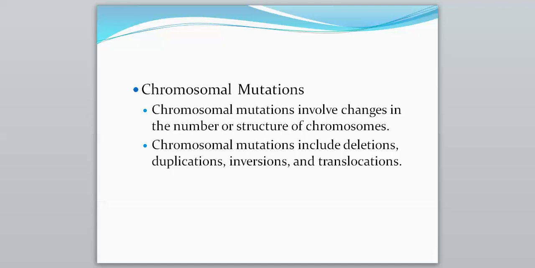And remember, we said chromosomal mutations are going to involve changes in the number or structure of chromosomes. So that's pretty simple. Chromosomal mutations are going to alter our chromosomes. And there's going to be 4 types of chromosomal mutations. We have deletions, duplications, inversions, and translocations. So we'll just jump right in and get started with our first one, which is going to be deletions.